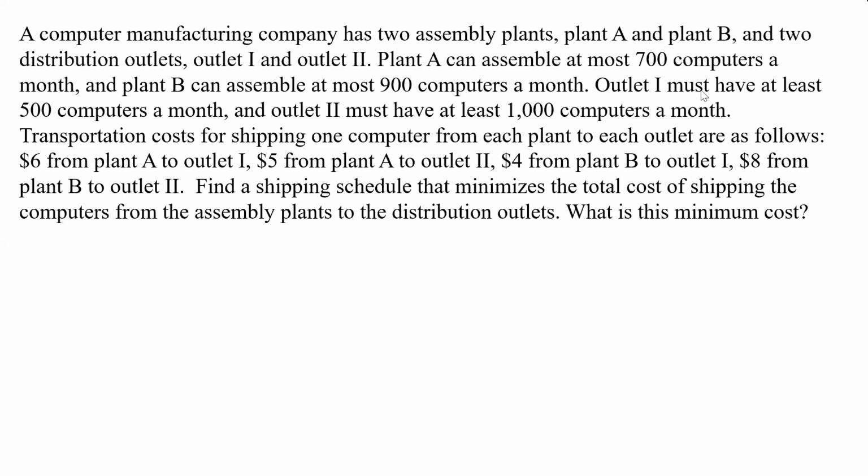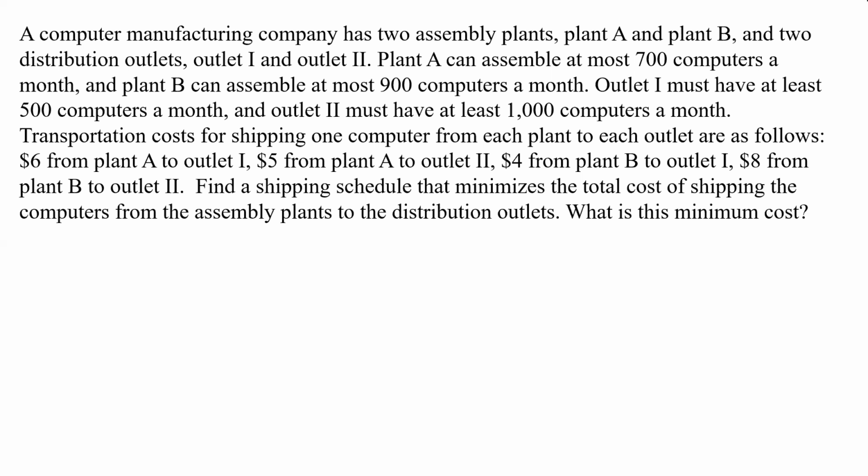All right, so here we're going to have an application problem. A computer manufacturing company has two assembly plants, plant A and plant B, and two distribution outlets, one and two. Plant A can assemble at most 700 computers a month and B 900 computers a month. Outlet one must have at least 500 computers a month and outlet two must have at least 1,000 computers a month.